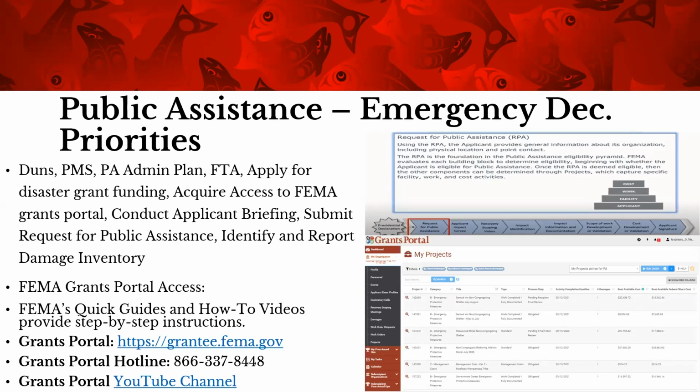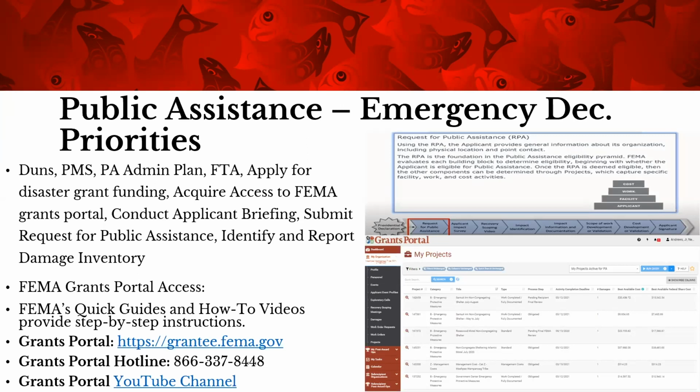One thing we experienced and noticed was there weren't many subject matter experts able to assist us on the PA side with walking through this. So we had to basically teach ourselves how to use the grants portal. And there's a screenshot there showing some of our projects in the portal and what it looks like once you get into the portal.